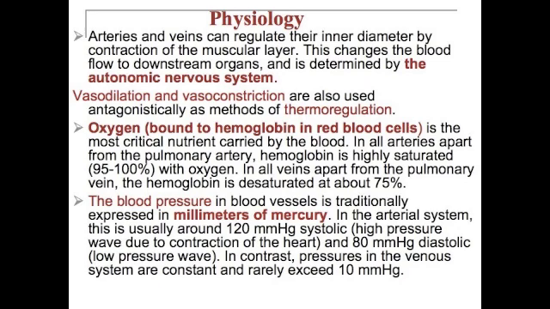Also, the blood pressure in the blood vessels is traditionally expressed in millimeters of mercury. In the arterial system, this is usually around 120 millimeters of mercury systolic, that's the high pressure wave due to the contraction of the heart, and 80 millimeters of mercury diastolic, which is the low pressure wave. In contrast, pressures in the venous system are constant and rarely exceed 10 millimeters of mercury.